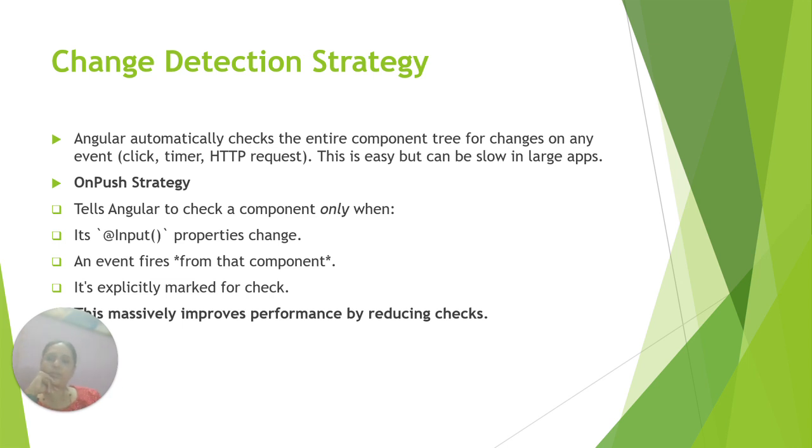So the OnPush strategy tells Angular to check a component only when any of the following is true: its input properties change, or an event fires from the component, say a button click on the component itself, or it is explicitly marked for check by the developer. Thereby, this massively improves performance by reducing unnecessary checks.